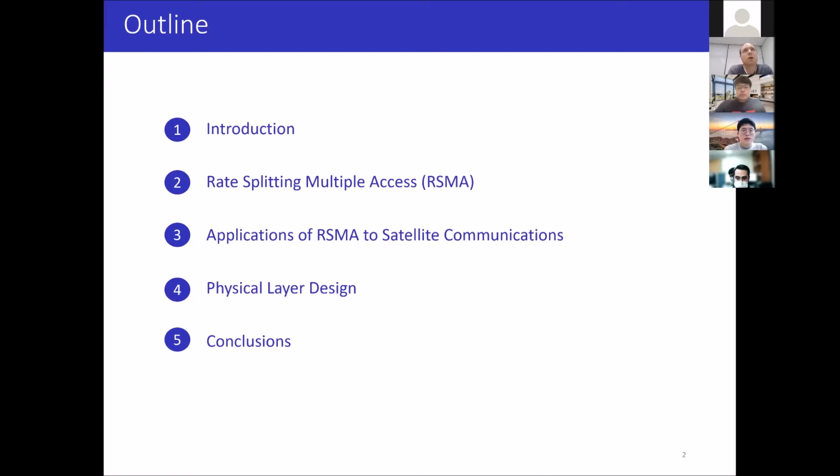And I will talk about scenarios where you have multi-beam communications, where you have multiple gateways, and when you have integrated satellite and terrestrial networks. And then we look at the physical layer design of RSMA, so the whole link level and link level simulations and application of that in satellite context. And then we'll draw some conclusions.